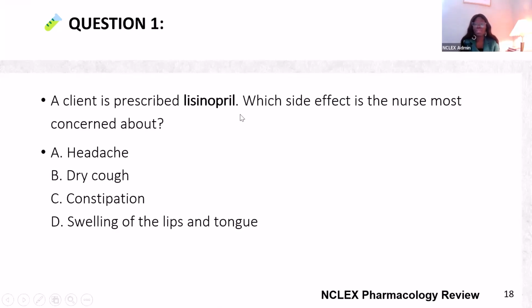So let's look at this question on lisinopril. A client is prescribed lisinopril. Which side effect is the nurse most concerned about? Headache, dry cough, constipation, swelling of the lips and tongue. Let me get your answers in the chat box. So always look at what the question is looking for. Which side effect is the nurse most concerned about?